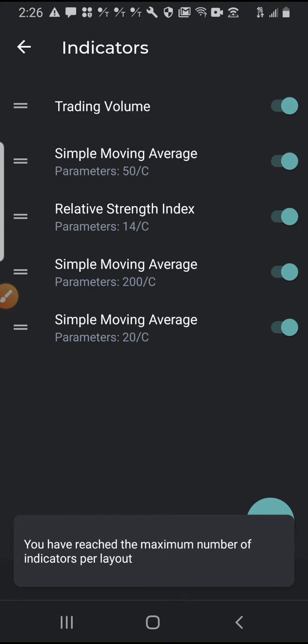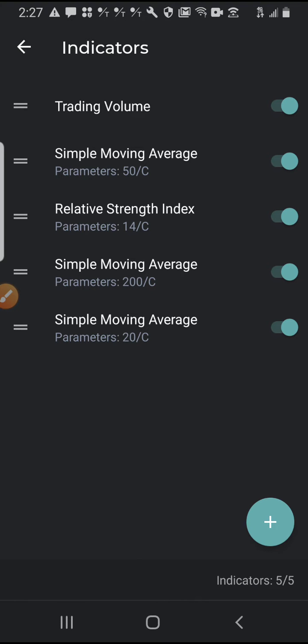You see the plus sign there. Now it's telling me that I've actually reached the maximum indicators. You can only add a maximum of 5, and I think you can delete, and so you have space to add any indicator you want to add.